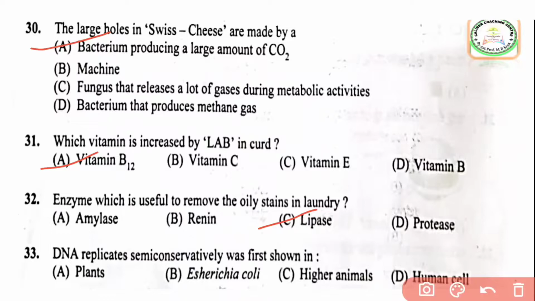Question number 33. DNA replicates semi-conservatively was first shown in plants, Escherichia coli, higher animals, human cell. And the answer for this question is option B, Escherichia coli. Escherichia coli is the correct answer for this question. If you want to take a screenshot, you can take it, guys. Yes. We'll switch on to question number 34.